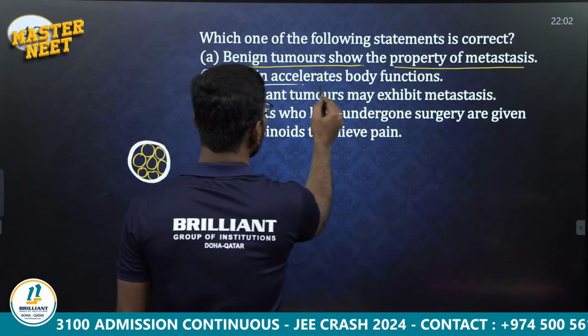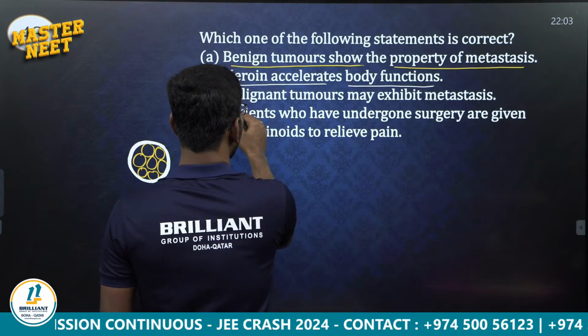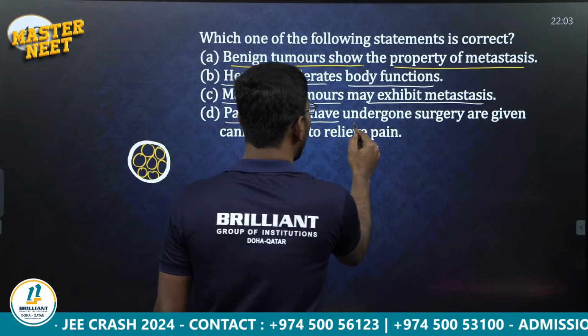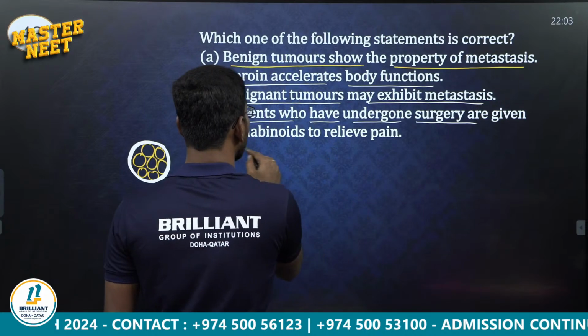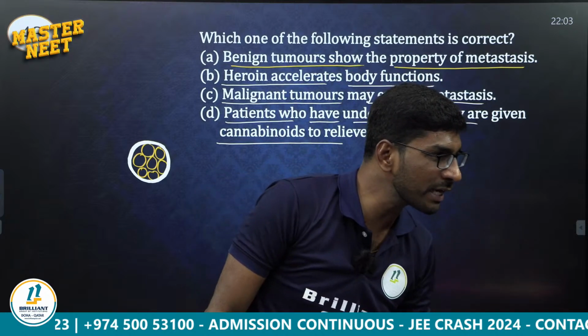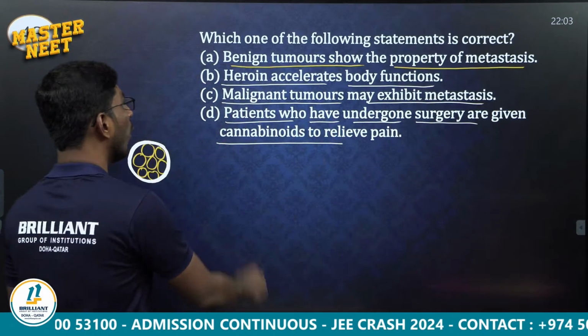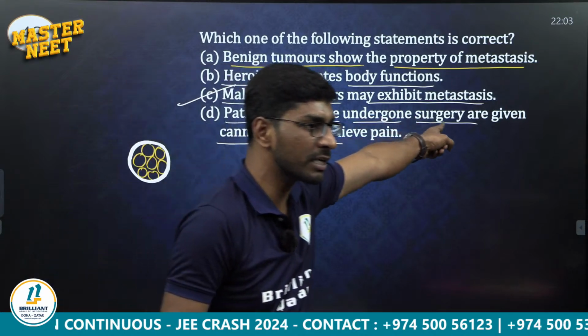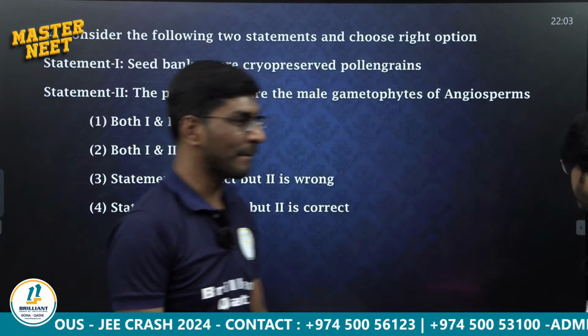Next, heroin accelerates the body function. Malignant tumor may exhibit metastasis. Patients who have undergone surgery are given cannabinoids. Given what, beta? These cannabinoids are heroin or morphine. So what's the correct answer? Very good. Which option? Tell me. Option C. Malignant shows what? Tell me. Metastasis.